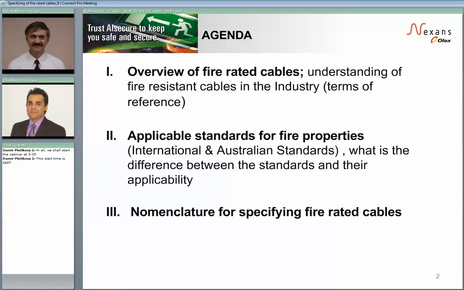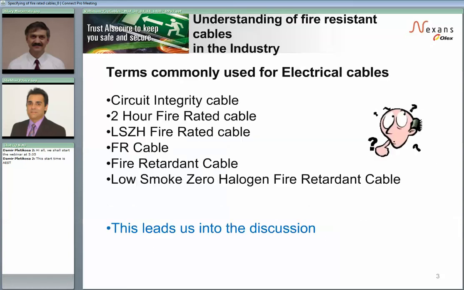So to start off things, I've just put up a slide there which covers the terms that are commonly used for electrical cables when people are discussing the term fire-rated cables or fire-resistant cables. You can see that there's 6 or 7 different types of terminologies that are used. Circuit integrity cable being the most commonly used. You have 2R fire-rated cable, low smoke zero halogen or LSZH fire-rated cable, FR cable, fire retardant cable, low smoke zero halogen fire retardant cable.